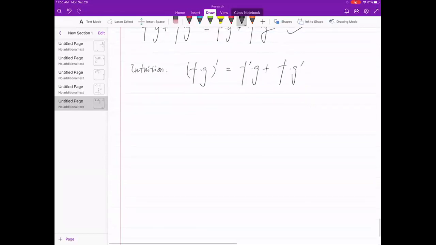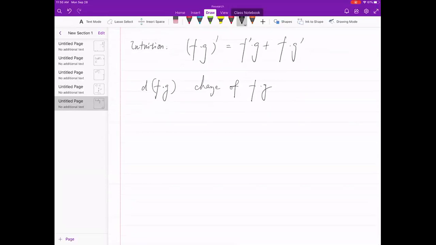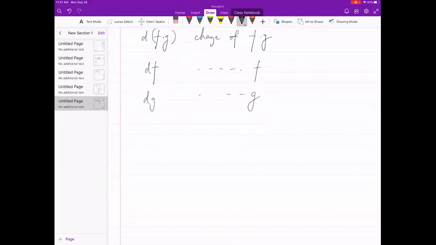It's actually pretty interesting. So you have d(f times g), which is the change of f times g. Later we will talk about changing rate, but for now it's just the change of f times g. We have the change of f, which is df. We have the change of g, which is dg. Your job is to figure out, when your f changes a little bit and your g changes a little bit, how does f times g change? That's your job. Still okay?